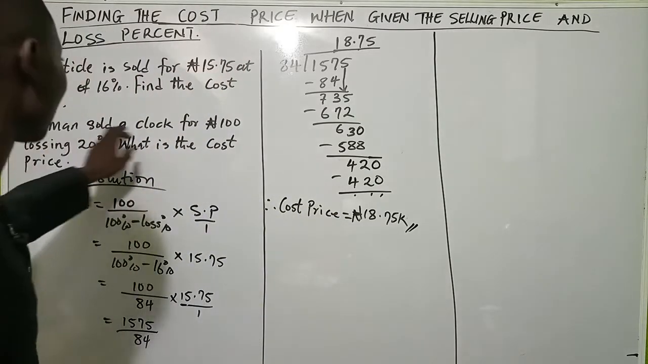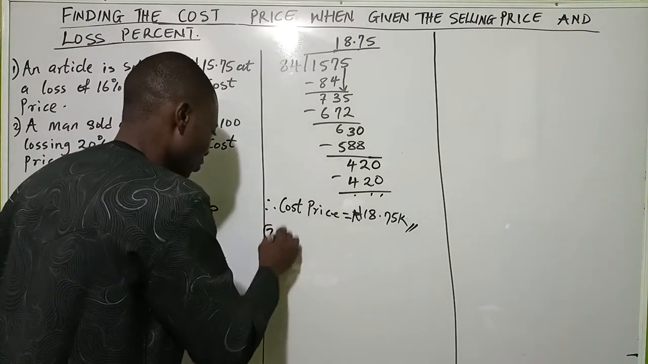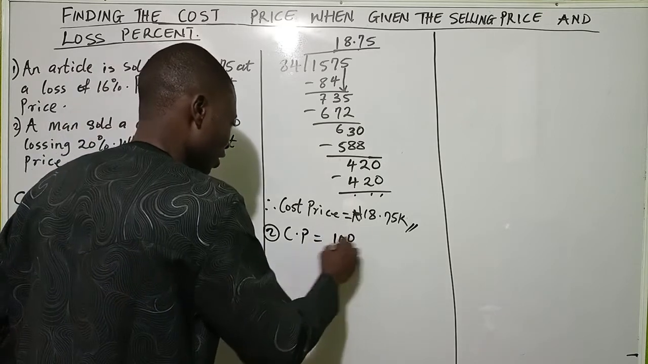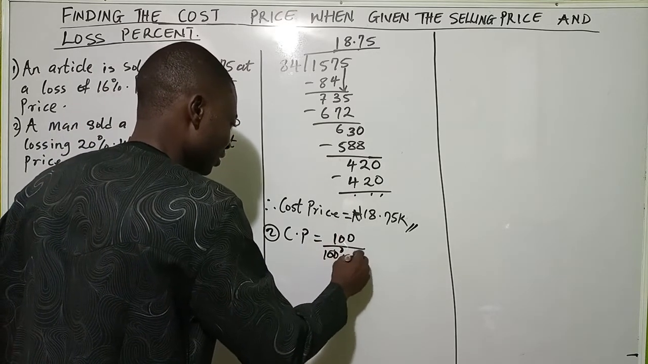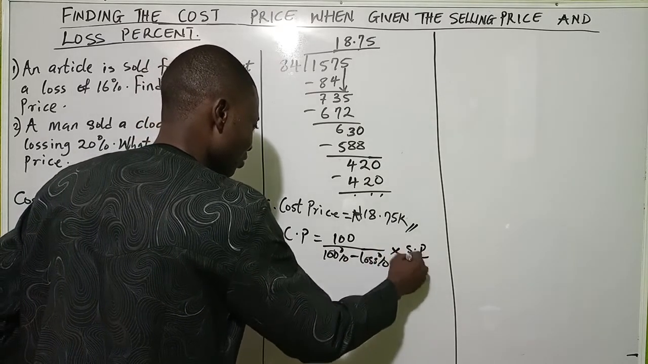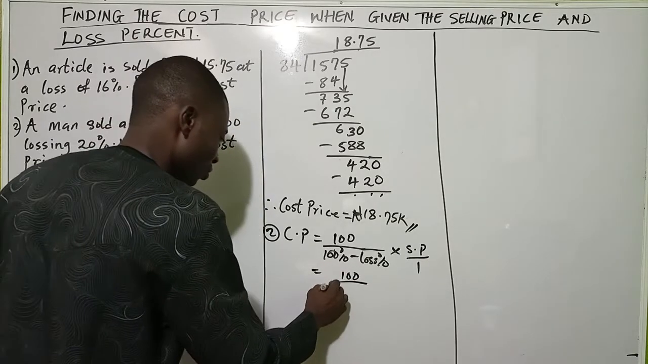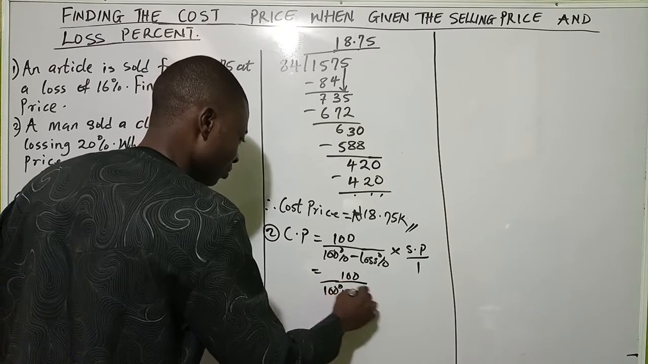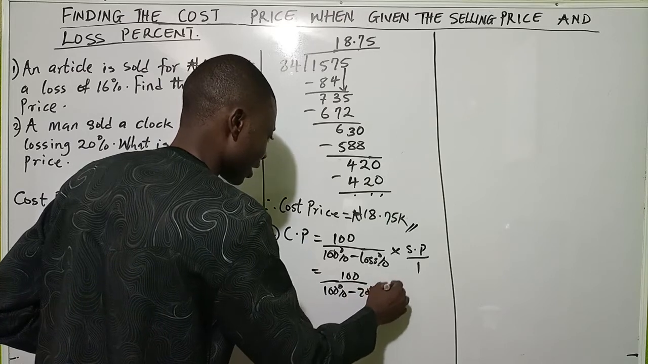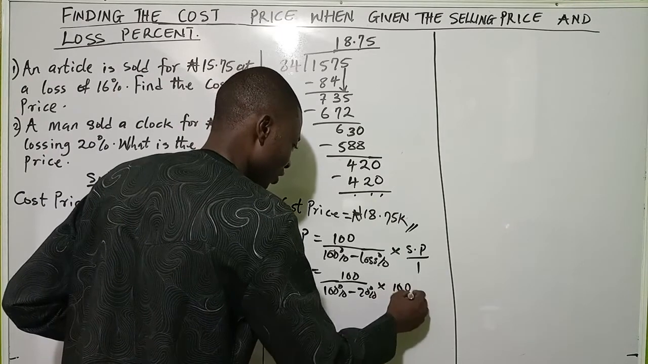So the second one said that a man sold a cloth for 100 naira, losing 20%. What is the cost price? So number 2 now. So cost price now is equals to 100 over 100% minus loss percent, times selling price over 1. So this is 100 over 100% minus what is the loss? Losing 20%. 20% times what is the selling price? 100. So for 100 naira over 1.